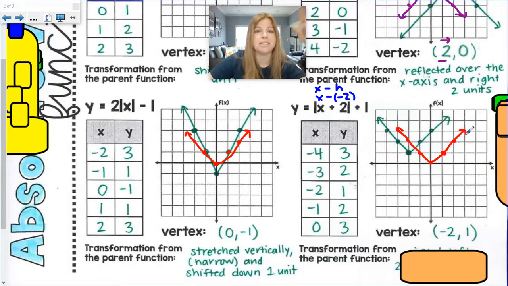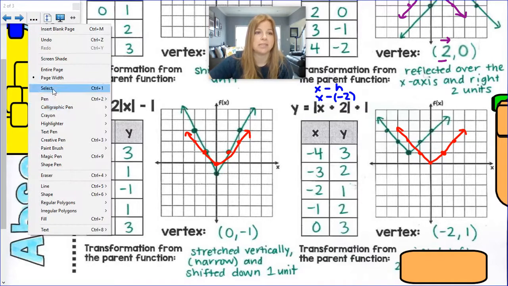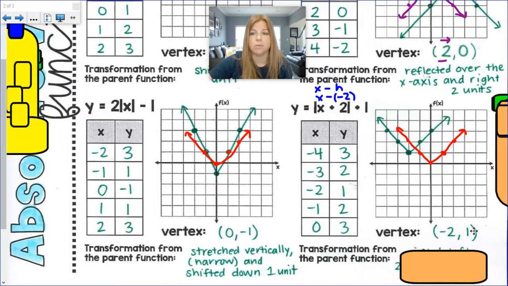Notice the shape stayed the same. It did not get skinnier or wider. That's because my a value here in front is a little 1 that we don't see. It did shift 2 units to the left and then 1 unit up. And that's exactly what my vertex is. Negative 2, 1. It's telling me to shift this whole graph 2 units to the left and then 1 unit up.